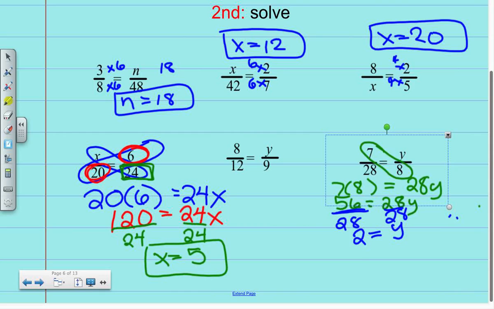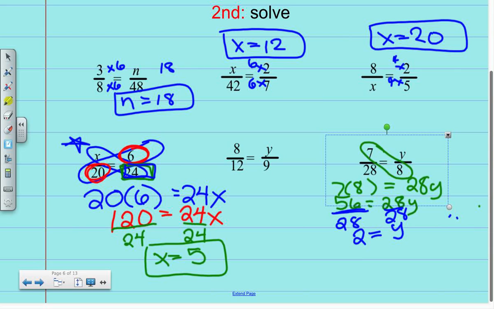Now, I want you to write down the quick strategy. And I need you to first notice, going to this example here, this first one on the bottom, what I really did is I went 20 times 6. So I went the diagonal that has both the numbers, I multiplied them, and then I divided through by that leftover number. That'll always be the case, always.